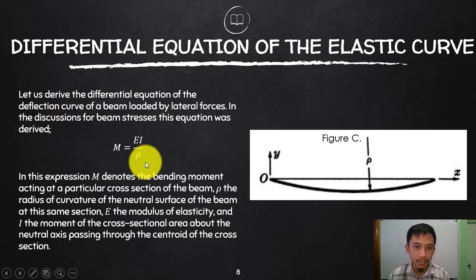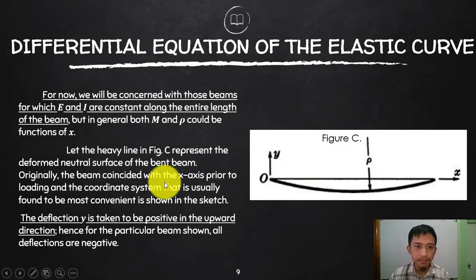And then rho has something to do with the curvature; we call that the radius of curvature. So we derived this before in the previous module, that the moment is equal to the Young's modulus times the inertia all over the radius of curvature. Therefore, for now, we will be concerned with those beams for which E and I are constant along the entire length of the beam.